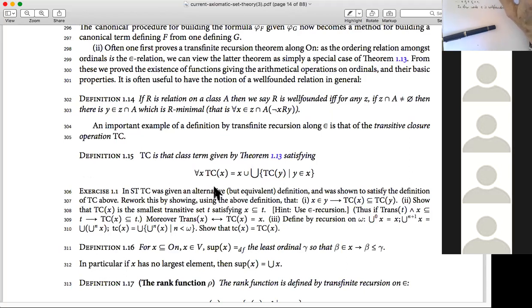So the idea of the transitive closure of a set, we wanted the smallest set containing x, which was transitive. So instead of taking an intersection over all of the sets of the universe, a proper class of them that are transitive and contain x, we can build up TC x from below using the recursion scheme here.